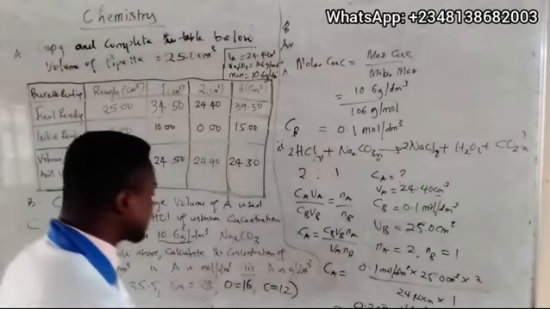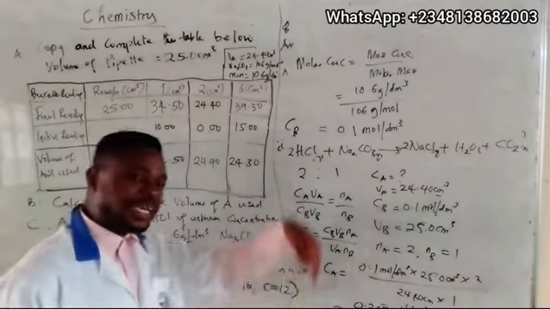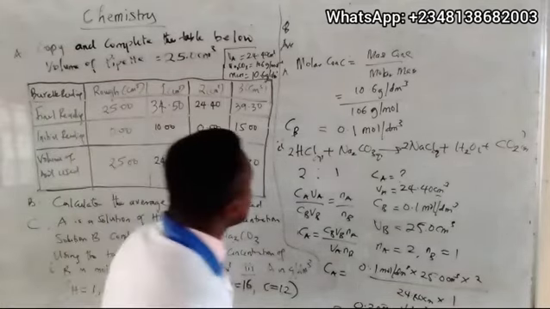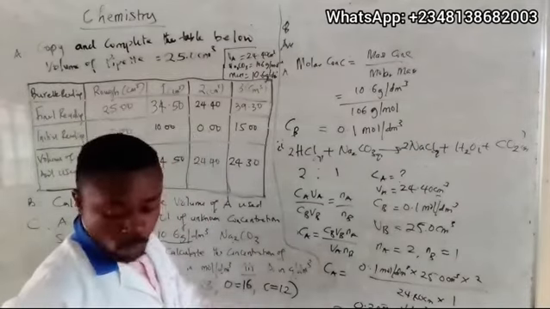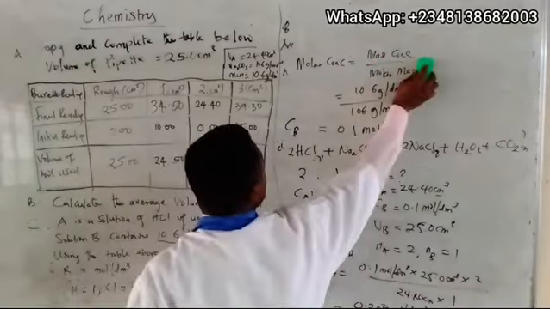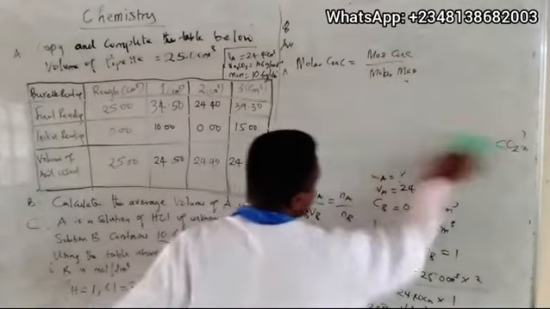The next question says, let us now find the concentration of A in gram per dm cube, that is mass concentration. So let us clean up. Remember, we've got the molar concentration of A, Ca. Let me clean up. I'll leave this formula because we will still need it here.